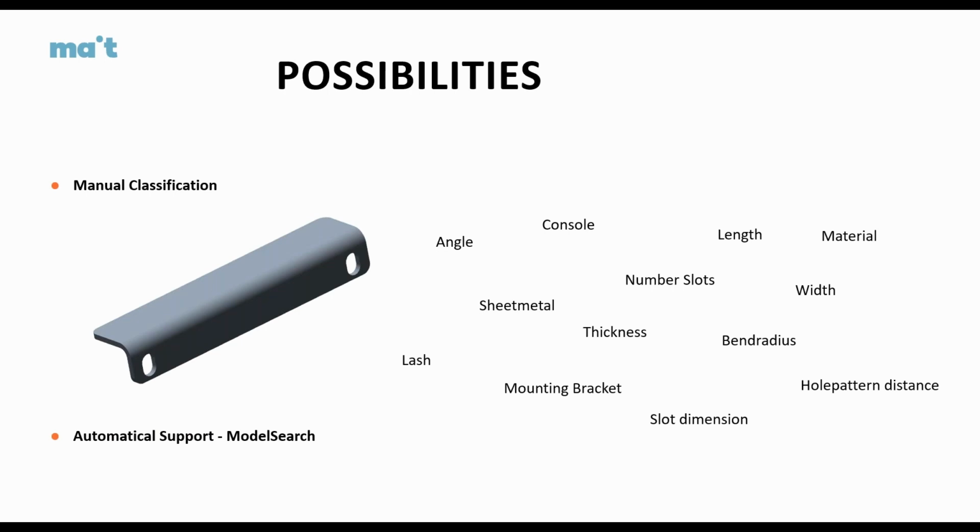But as you can imagine, that's lots of work, and you have to repeat that work always when you create a new version or a new iteration. So it won't really make sense to work with manual classification. And there is always the problem, if somebody doesn't add those attributes, then of course you won't find it anyway. So the only real possibility you have is automatic support. And that's what we ship with ModelSearch.